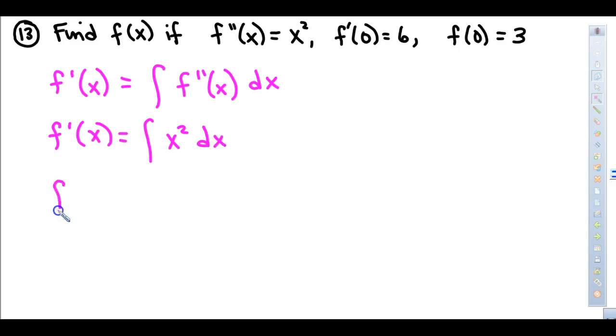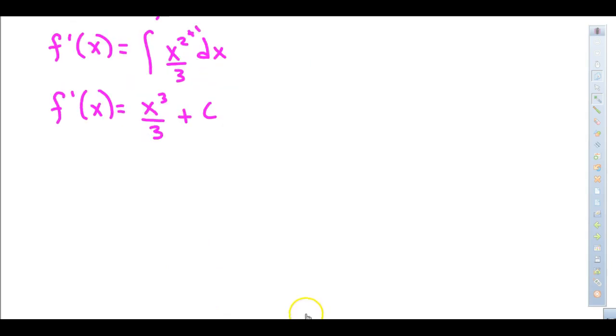Okay. So it looks like f prime of x is going to be x cubed over 3 plus c, right? Okay. Now, before we can figure out what f of x is, I need to figure out what c is right here. So that's where I use this ordered pair, 0, 6. Okay. So I'm going to put 0 in the place of x. And I'm going to put my 6 in the place of y.